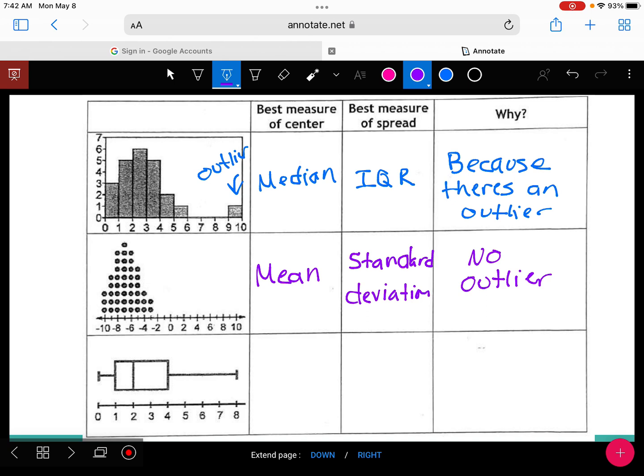So does this one have an outlier? Yes. Does it kind of look like a little teapot? Yes. So since it has an outlier, what are we going to use? Mean or median? Mean. Oh, sorry, I went backwards. Since we have the outlier, we use median. Outlier means we use our median.